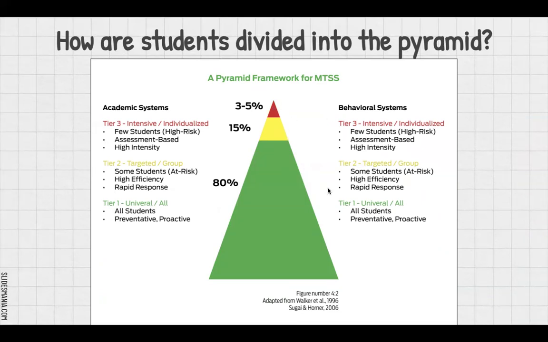The students in the red should be getting the green, the yellow, and the red. They are getting the tier 1, the tier 2, and the tier 3. So that's part of the intensive. We want to make sure that they are getting it and seeing it as much as possible, whether it's academic or behavior.